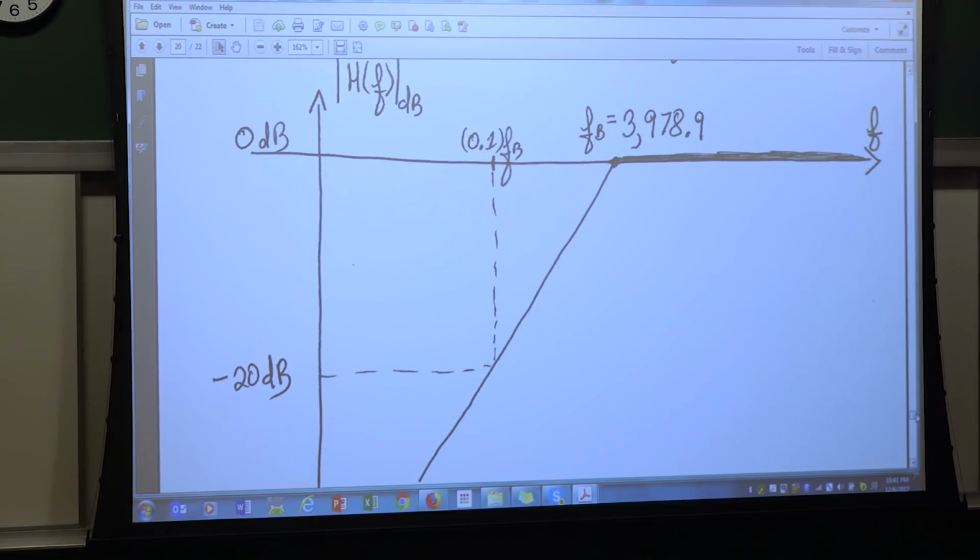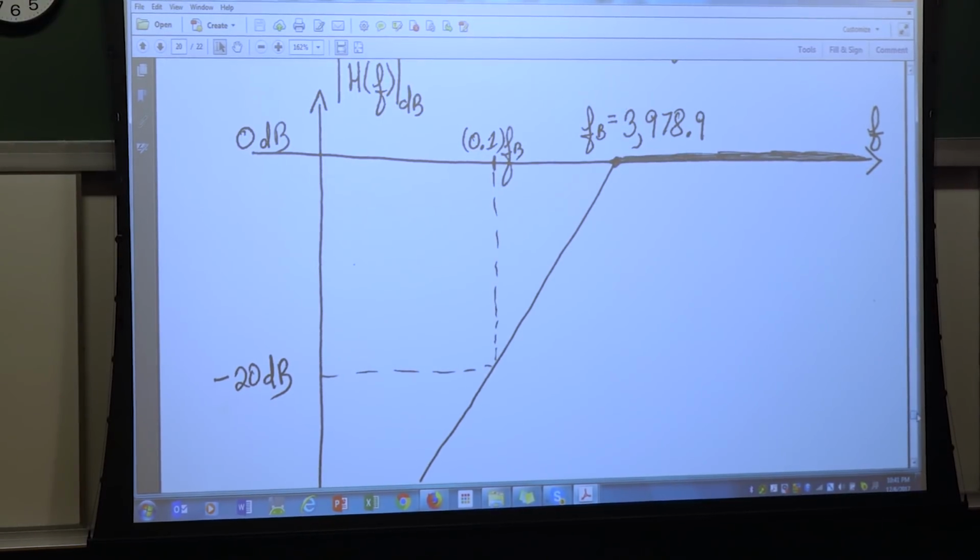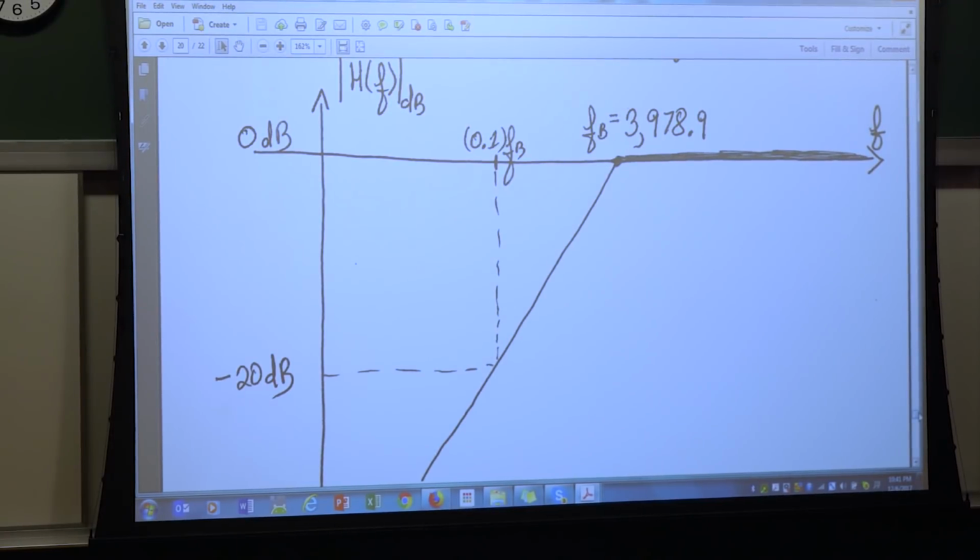Right. Exactly. The low pass Bodie plot would be flat out to the break and then goes down. And you would label the axes similar to what you've done here. Did I do all right? Thanks for the assist. All right, good.